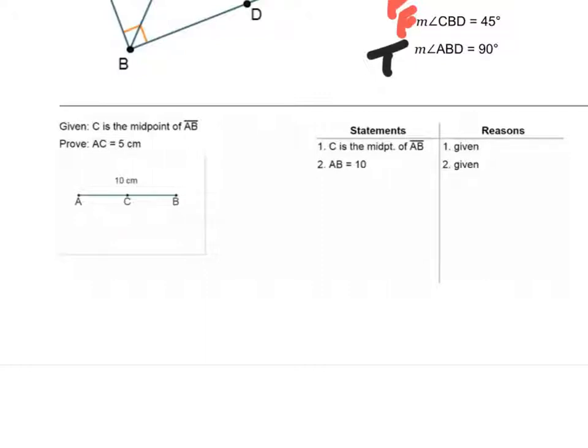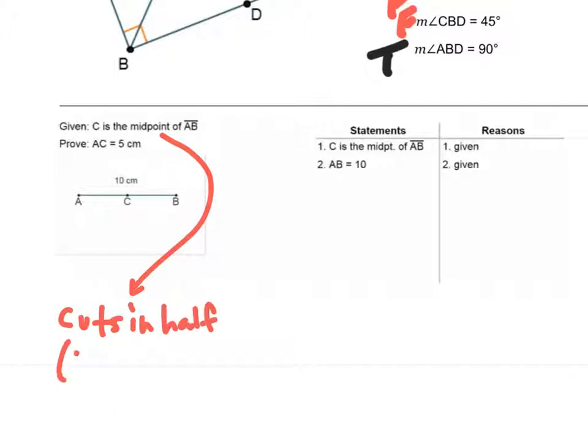So for midpoint, I like to use the words cuts in half. Another word for that, you're right, is bisected. So if C is a midpoint, then it cuts it in half. Then what am I left with? What do we know about AC and CB?